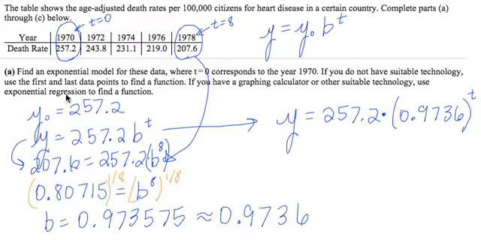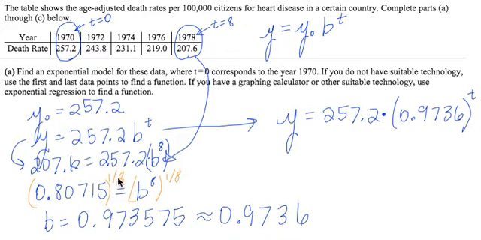So in this case, y naught is 257.2. So we can plug that into this model right here. So y is 257.2 times b to the t. Well, what we don't know is b. We're trying to find the base b. We can find it by plugging in the last data point right here, which is that when t is 8, y is 207.6. 207.6 divided by 257.2 is this, raised to the 1/8.